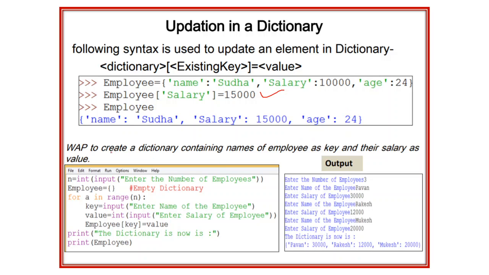So there is a little program. Write a program to create a dictionary containing the name of employee as a key and their salary as a value. In the previous slide we have seen that we can assign key value pairs to the dictionary, but in this we can take the key value pair from the user at the time of execution of the program, and the same can be assigned to the empty dictionary.